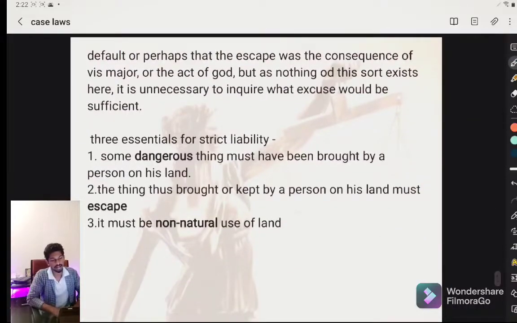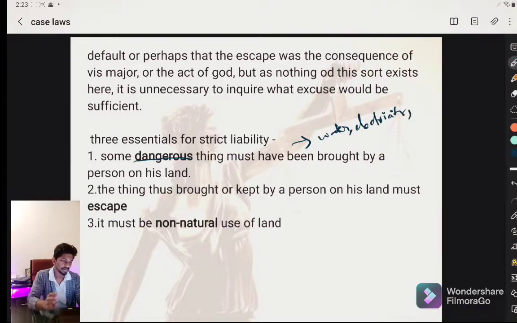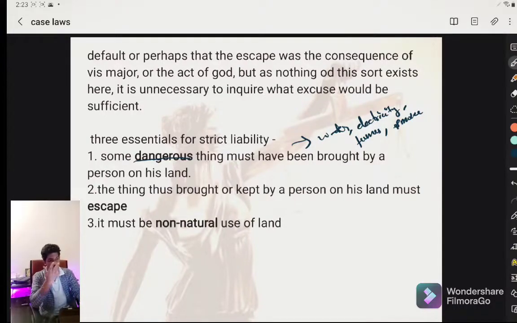For this liability to be applicable, there are three essentials. The first is that he must store a dangerous substance. For instance, water is not dangerous obviously, but when stored in a huge amount, it's definitely dangerous. Electricity, fumes, fire, flash, smoke, all these things, when used in a large amount, can be absolutely dangerous.